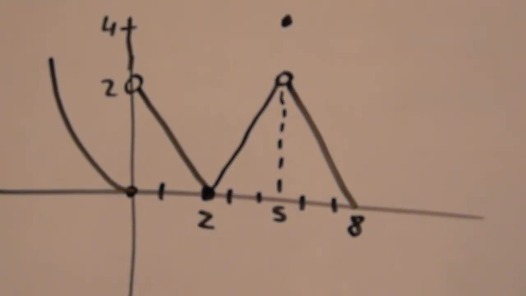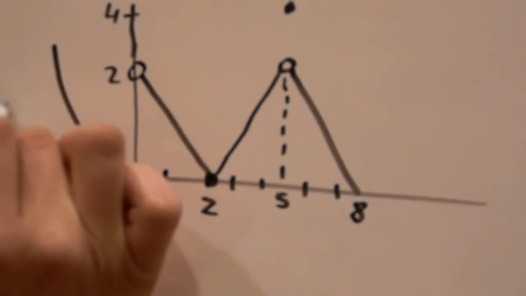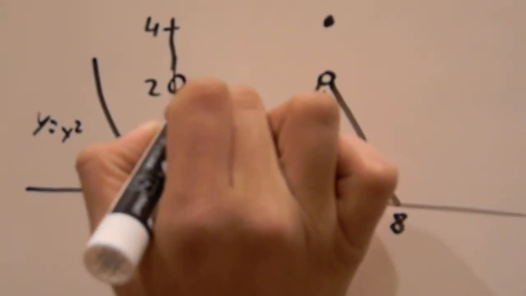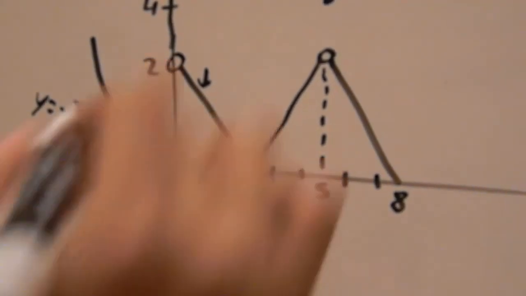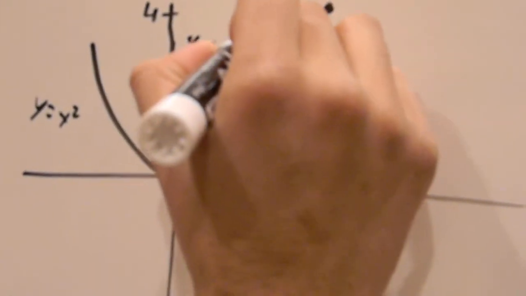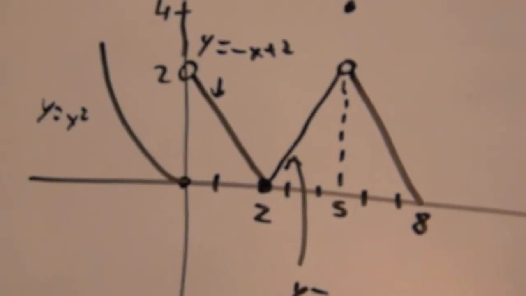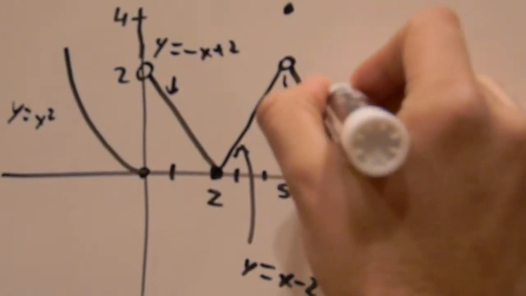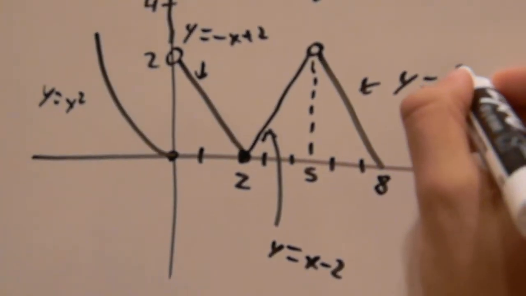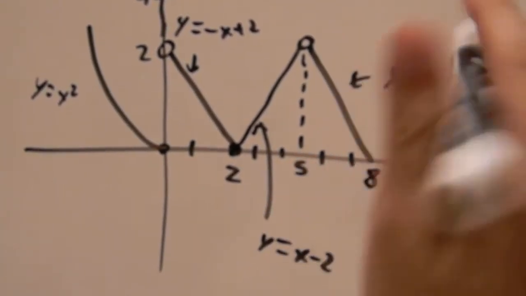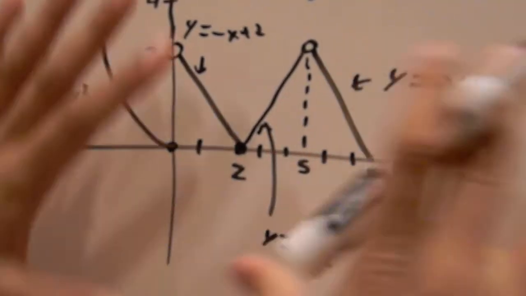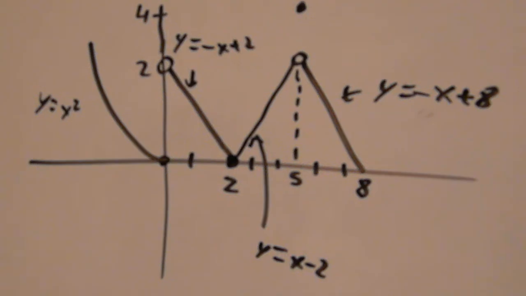So this is our graph, and this part is y is equal to x squared. This part here is y is equal to minus x plus 2. That part there is y is equal to x minus 2. And this part here is y is equal to minus x plus 8. Now this isn't actually important, but I have defined these functions. So what's the limit of f of x as x approaches 0?